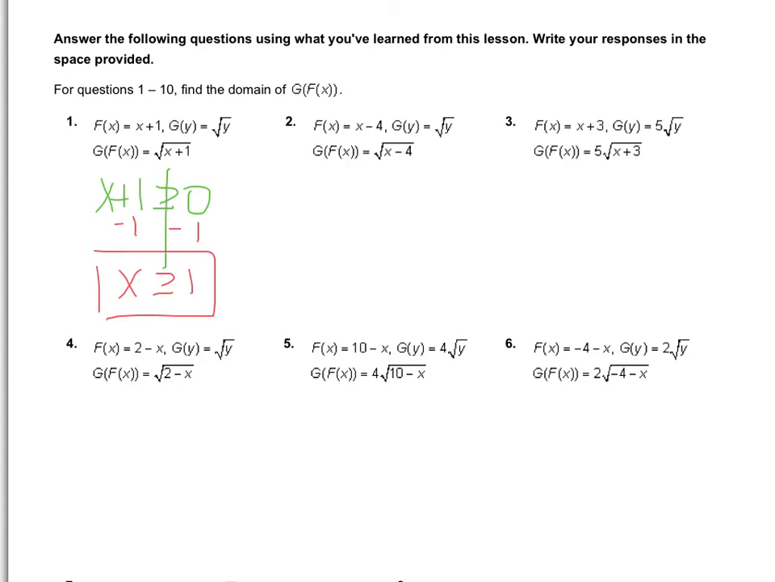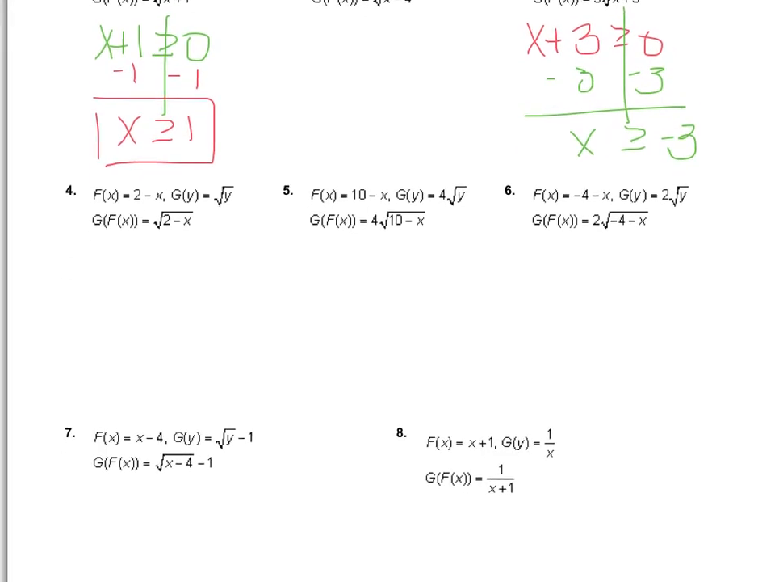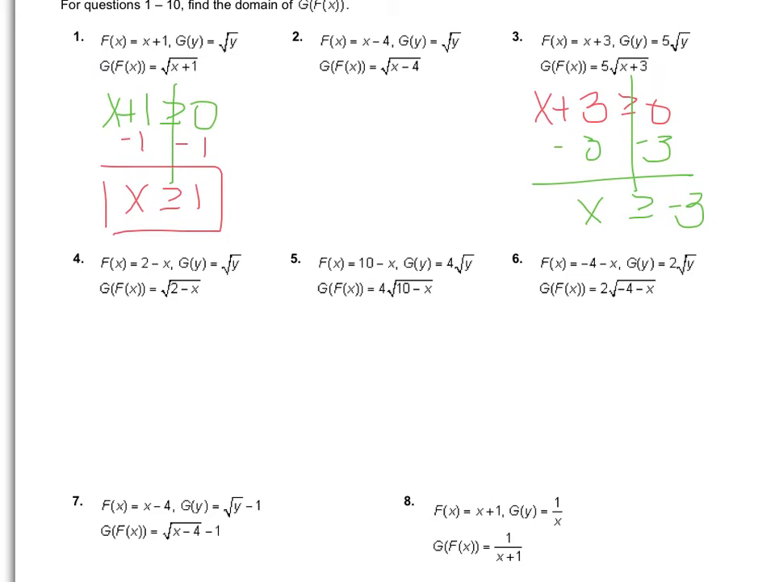For number 3, I have f of x equals x plus 3. G of y equals 5 square root of y. And g of f of x equals 5 square root of x plus 3. Again, what's underneath the square root symbol must be greater than or equal to 0. So I'm going to solve for x. I'm going to subtract 3 from both sides, and I get that x must be greater than or equal to negative 3. I don't have to worry about that 5 in front, because I'm just multiplying it by whatever number I get when I take the square root.